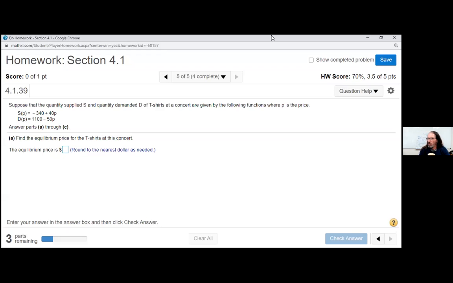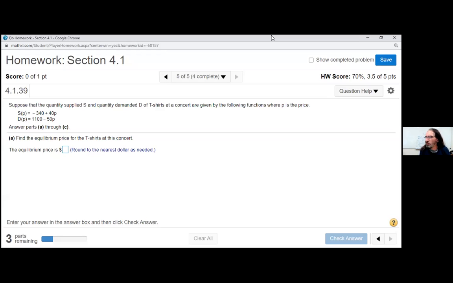Okay, one more example. This comes from business. Suppose that the quantity supplied, S, and the quantity demanded, D, of t-shirts at a concert are given by the following functions. They're both dependent on the price that they're selling for.